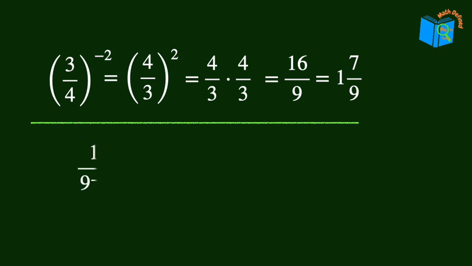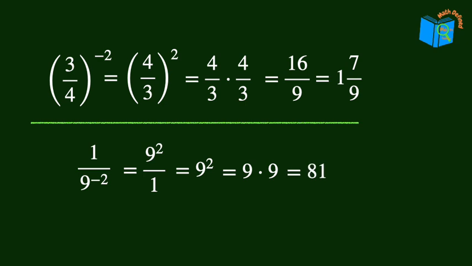Next, let's look at a fraction where the negative exponent is in the denominator. Do we still need to convert this exponent to simplify it? Yes, we do. We need to use the reciprocal process to convert the negative exponent to positive. The reciprocal of 1 over 9 to the negative second power is 9 squared over 1, which simplifies to just 9 squared. Now we can calculate it by multiplying 9 times 9, resulting in 81.